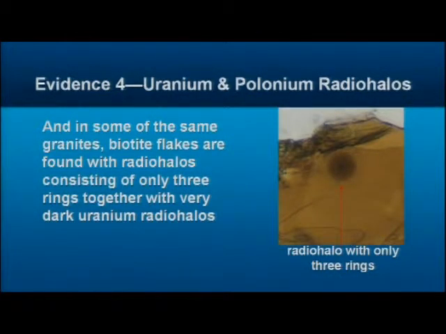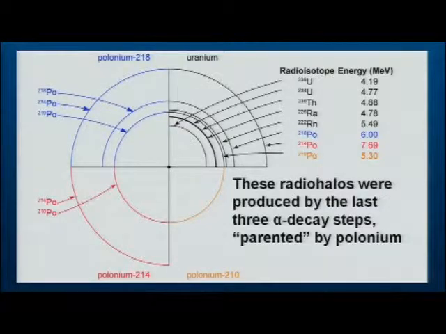What does this mean? This is different to the 8-ring uranium radiohalos. Well, interestingly, these rings match the last 3 isotopes in that decay chain. It's all the same element. It's an element called polonium, discovered by Marie Curie and named after her homeland of Poland. It's a rare metal. And there's 3 isotopes in the decay chain of uranium-238: polonium-218, 214, and 210. And so we find that this element, polonium, is responsible for forming these 1, 2, and 3-ring polonium radiohalos.